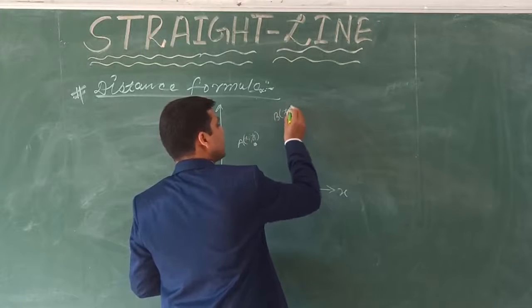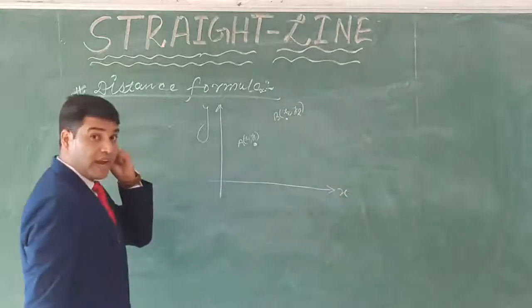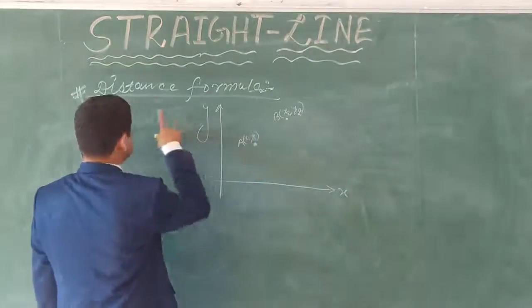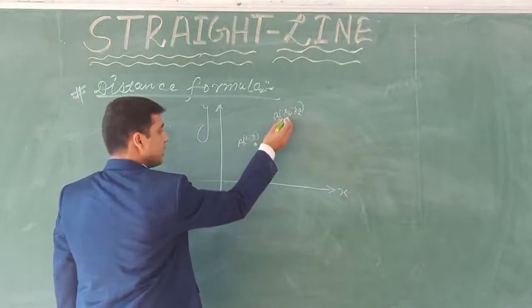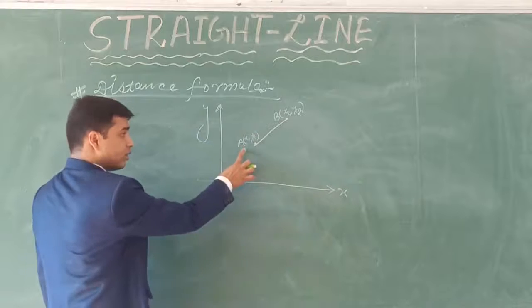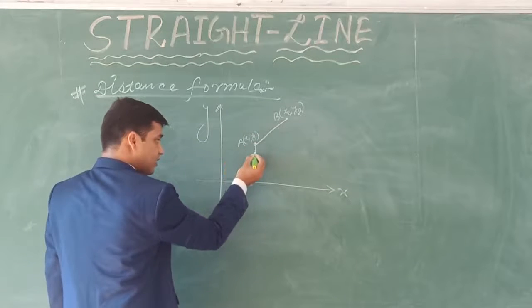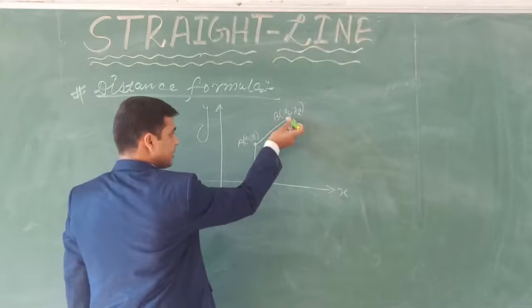What is the coordinate of this? x2, y2, x2 comma y2. Now see this, we need to find the distance between these 2 points A and B. So I am going to join these. Now see this here, we know that this is A, so I am going to draw a line which is perpendicular from the x axis.